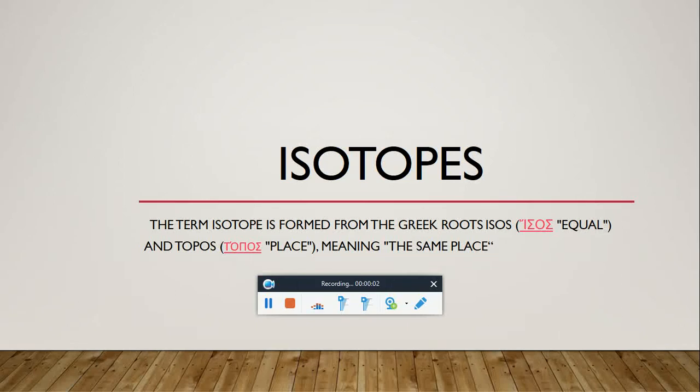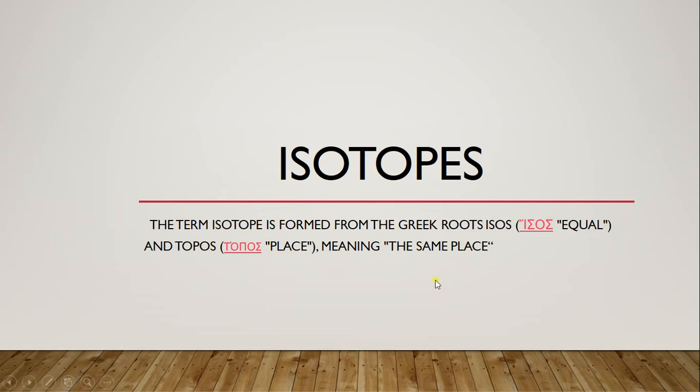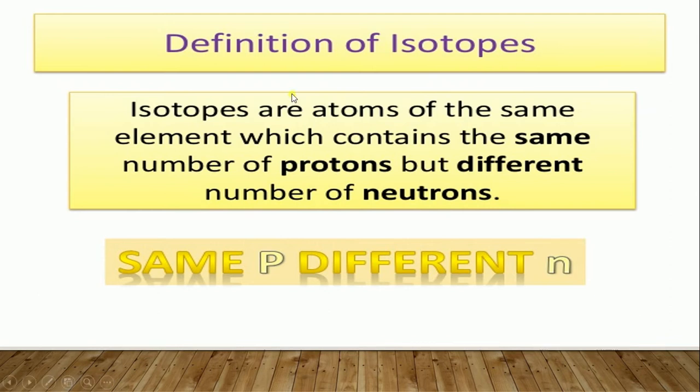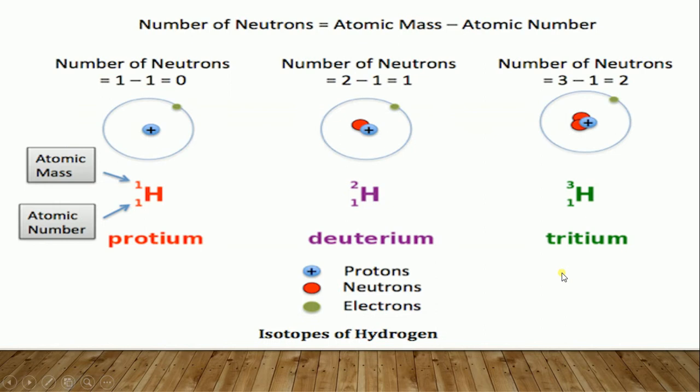Today the topic of our discussion is isotopes. The term isotope is formed from the Greek roots isos, equal, and topes, place. So the meaning of isotope is the same place. The definition of isotopes: isotopes are atoms of the same element which contain the same number of protons but a different number of neutrons. They have the same protons but different neutrons.